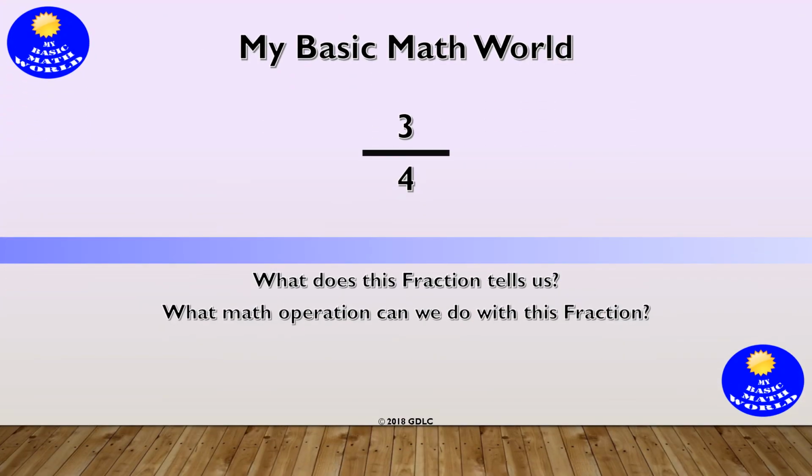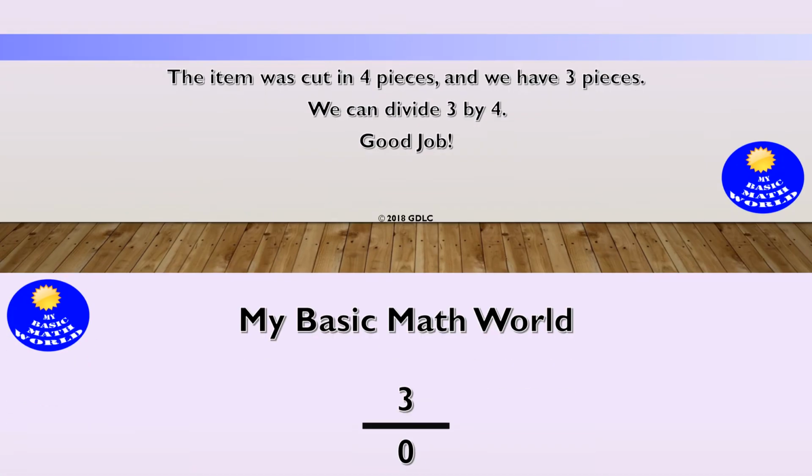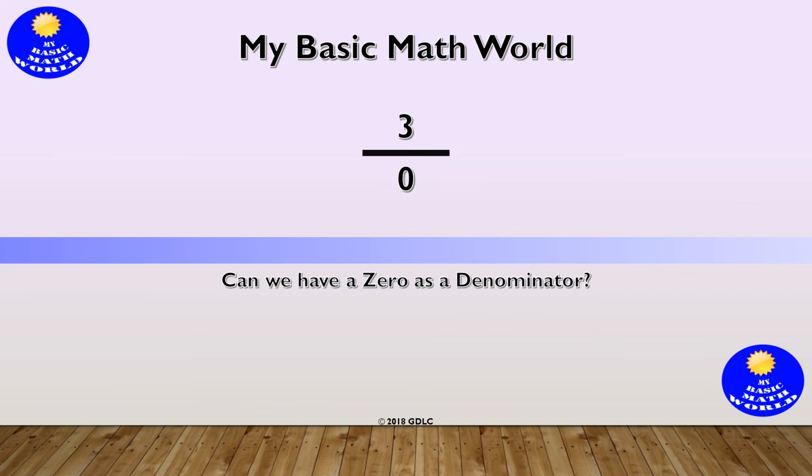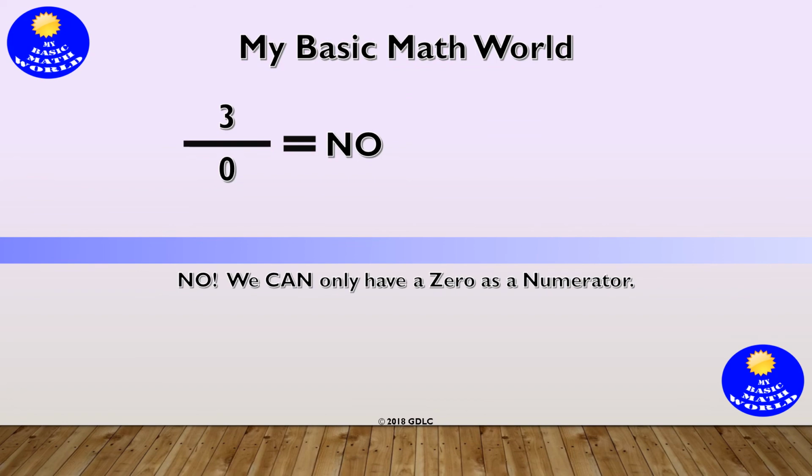What does this fraction tell us? What math operation can we do with this fraction? The item was cut in 4 pieces and we have 3 pieces. We can divide 3 by 4. Good job! Can we have a 0 as a denominator? No, we can only have a 0 as a numerator. Good job.